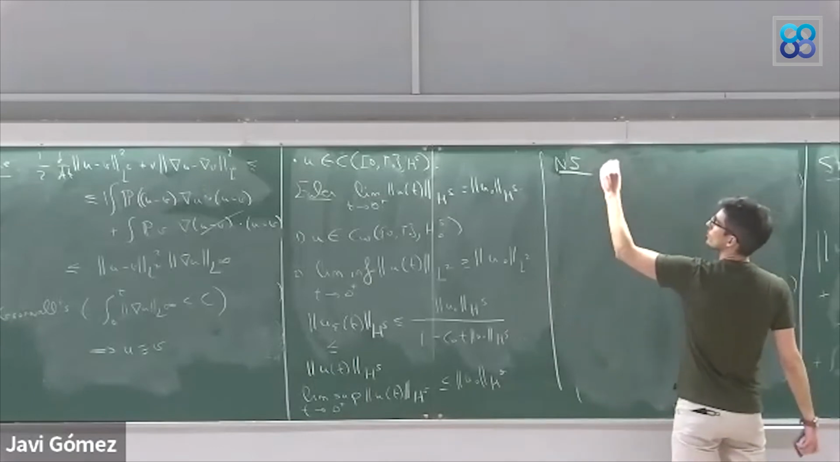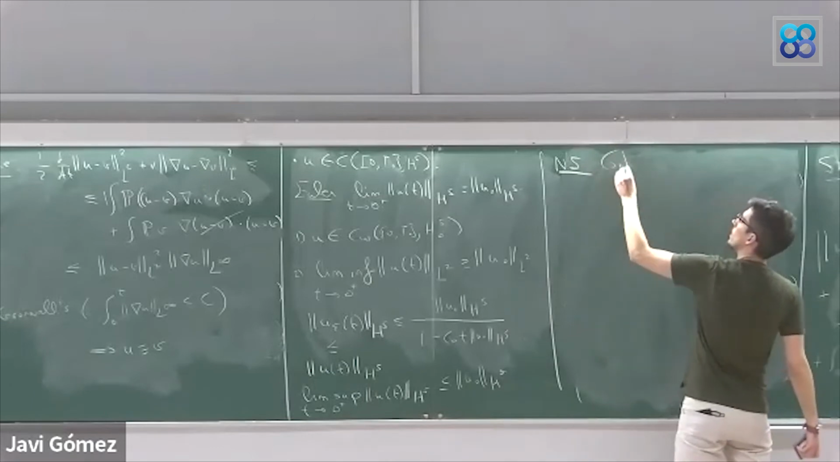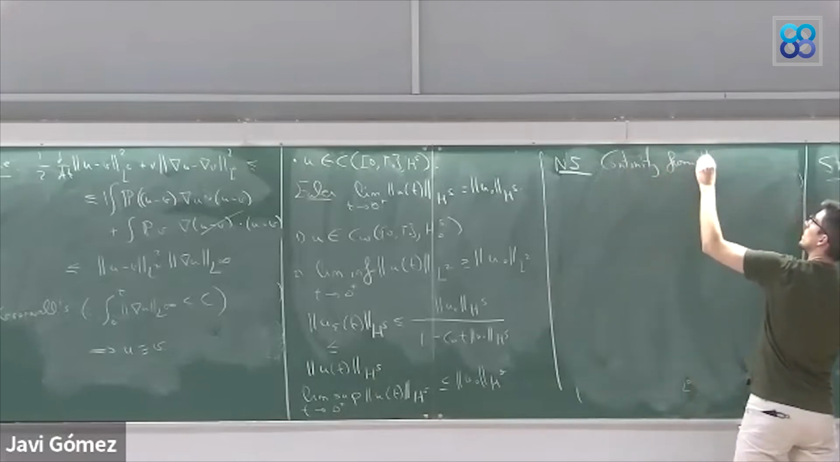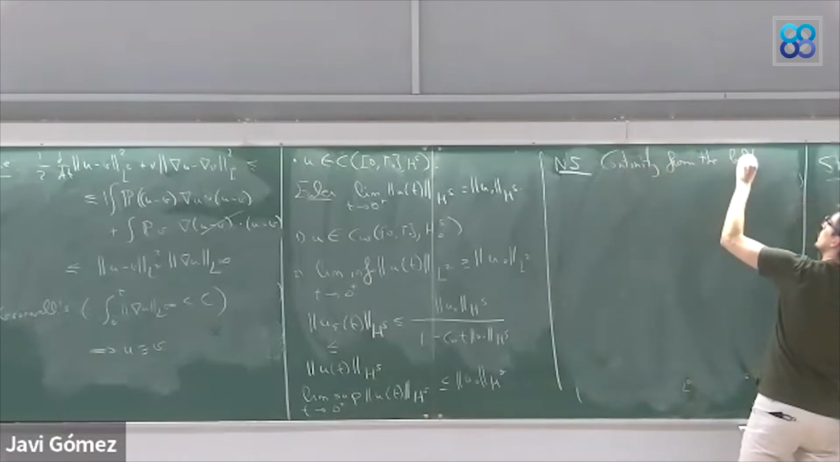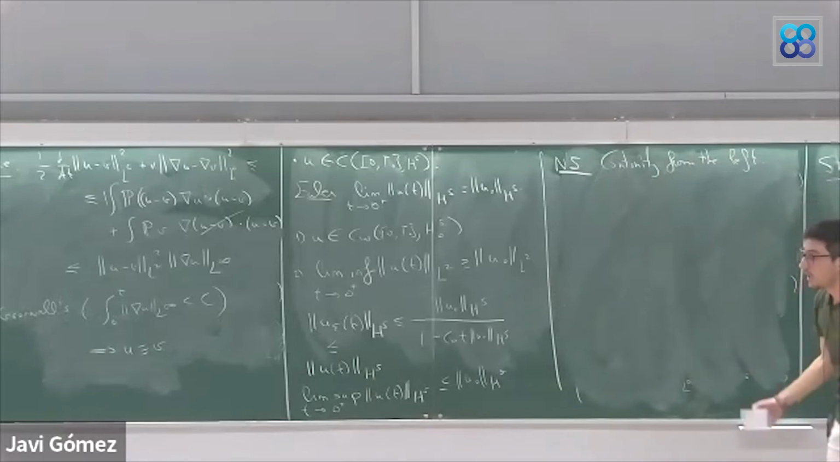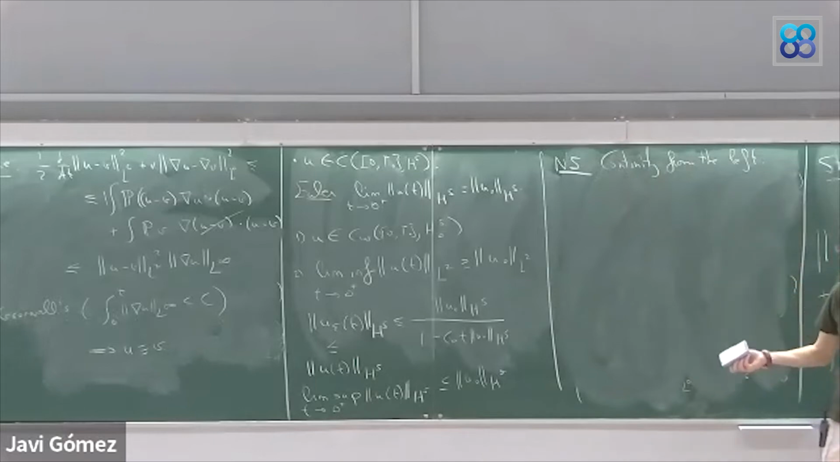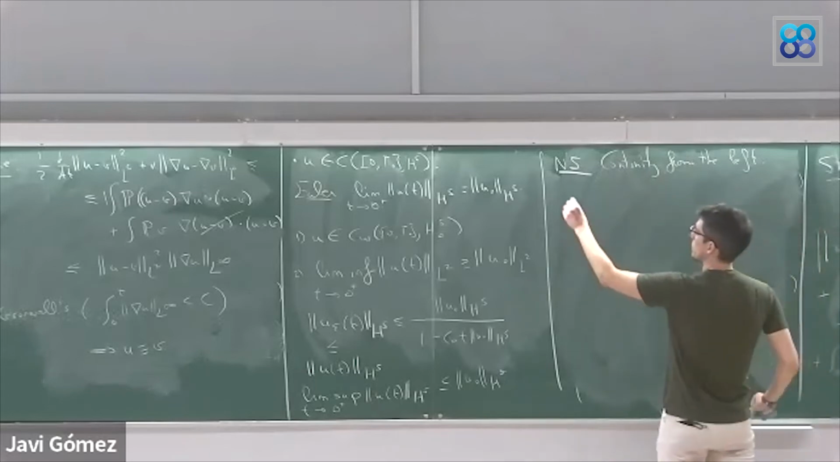Now we have to prove that we also have continuity from the left. And to prove it, we will use the Laplacian that we haven't used so far. We will use that because of the Laplacian, we gain some regularity. So for positive times, we will have this extra continuity. So let's do it by contradiction.